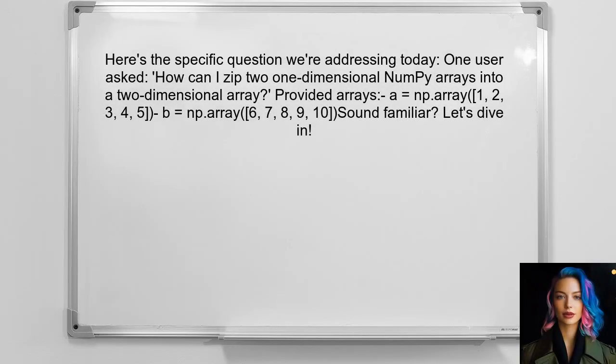Here's the specific question we're addressing today. One user asked, how can I zip two one-dimensional NumPy arrays into a two-dimensional array? They provided two arrays, one with numbers 1 through 5 and another with numbers 6 through 10. Sound familiar? Let's dive into this together and find a solution.